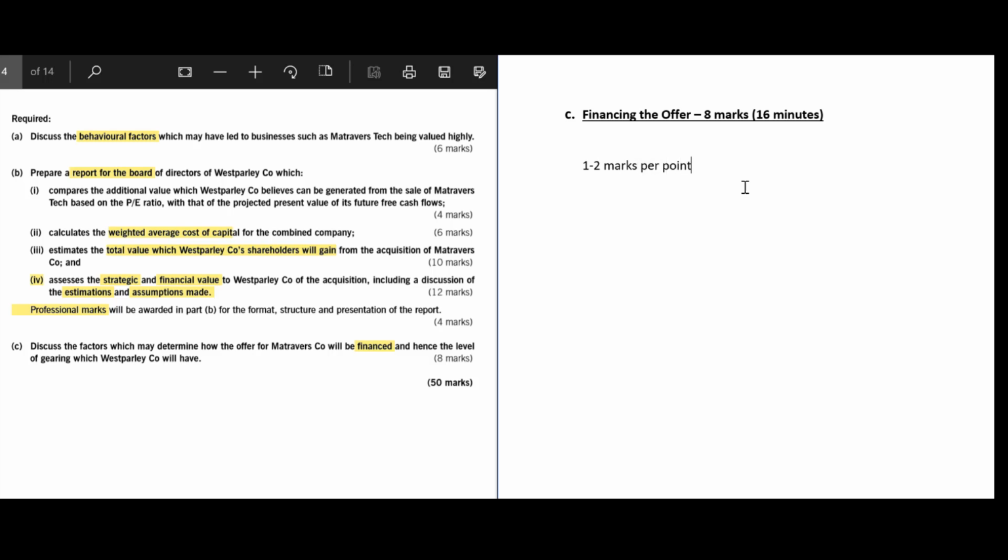So very similar to part A in that you want lots of short, concise paragraphs explaining each idea. And making sure, again, that you're applying it to this particular scenario. And again, acknowledging the fact that it is a cash offer is a good way to do that. Now, loads of ideas you could have had here. We could have brought the pecking order theory into this. You could talk about the security of the particular way of financing it.